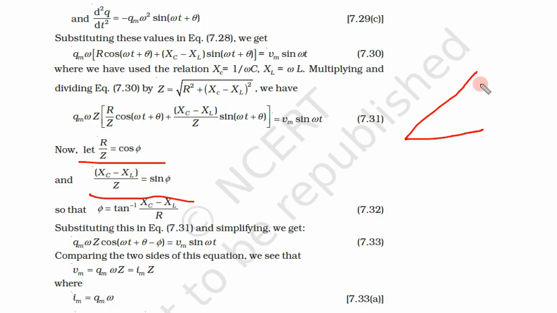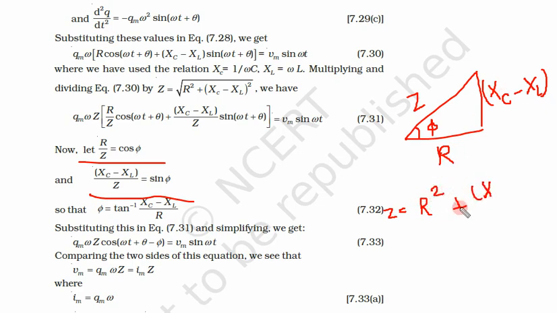So this is our right angle triangle. Let us say this angle is phi. This is our width, this is our r, and this is our xc minus xl. Now in this case, what will be this hypotenuse? Let us say this hypotenuse is z. Z is equal to the square root of r square plus xc minus xl square. So here we have the value of z.